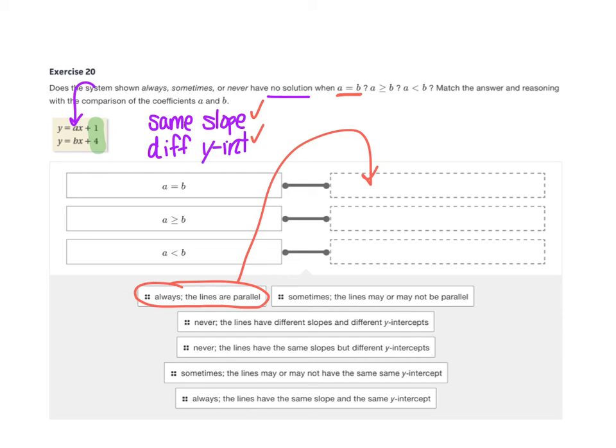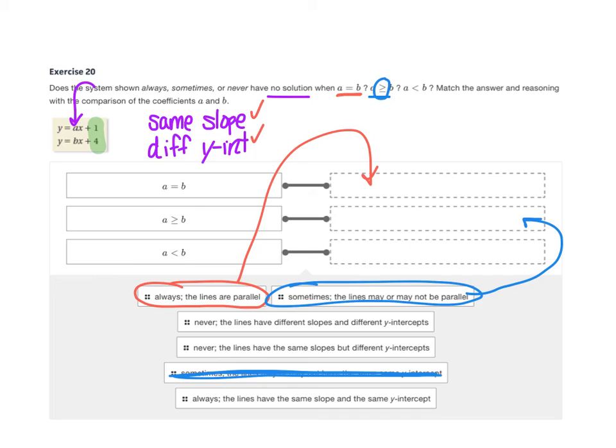There'll be no solution. So now let's check what happens if A is greater than or equal to B. Well, first of all, if A is greater than B, then the slopes would not be the same. They'd be different and it'd be one solution. But because they use that little equal to symbol right there, that means A could equal B. So the answer would be sometimes. Sometimes they may or may not be parallel, right? It's not going to be this one. When it says they may not have the same y-intercept, no, they definitely don't have the same y-intercept. But they may or may not be parallel. It just depends on if A equals B, like we saw earlier, or if A is greater than B.